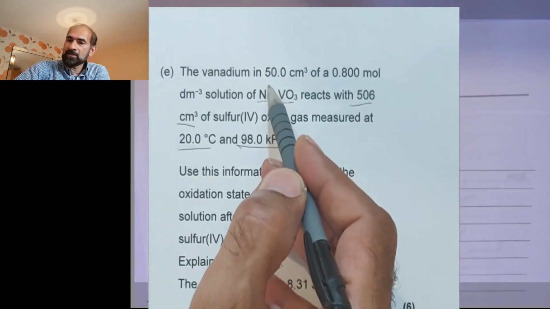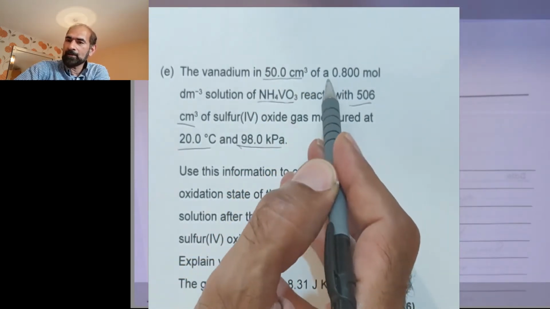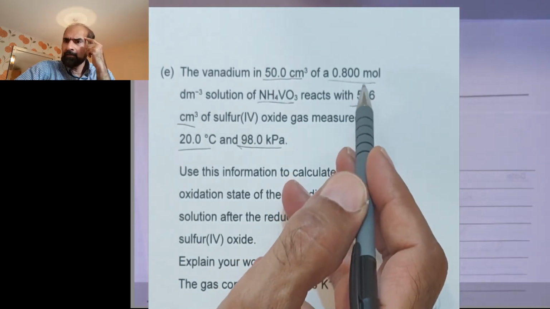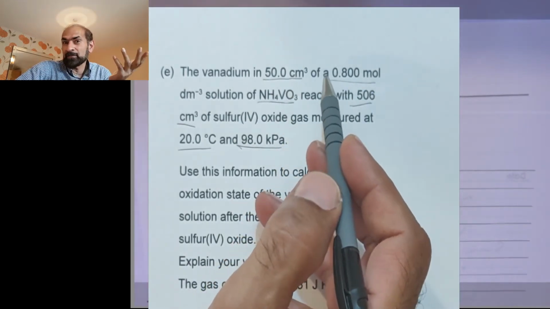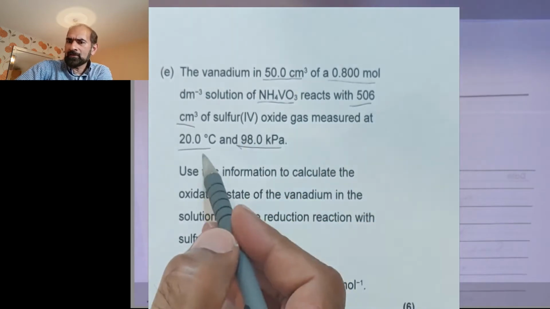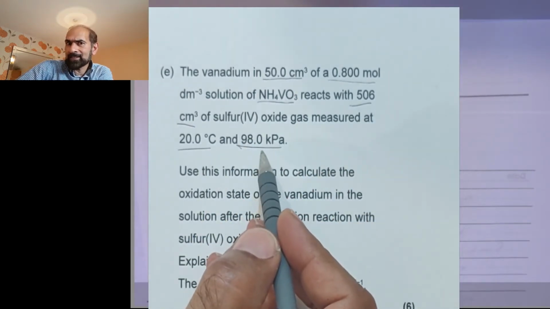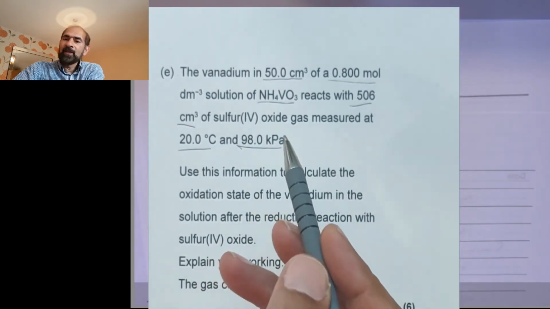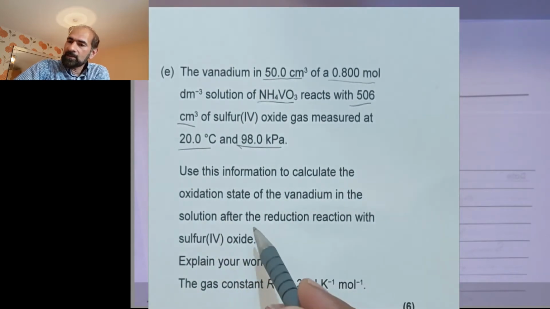As soon as I'm seeing this, I'm thinking, what can I already do with it? I've got the concentration and the volume, so I can work out moles. And I've got the pressure and volume of the gas, so I can work out moles of a gas as well. Hence, PV equals nRT.